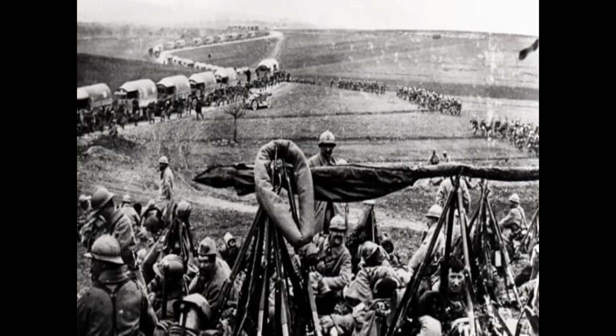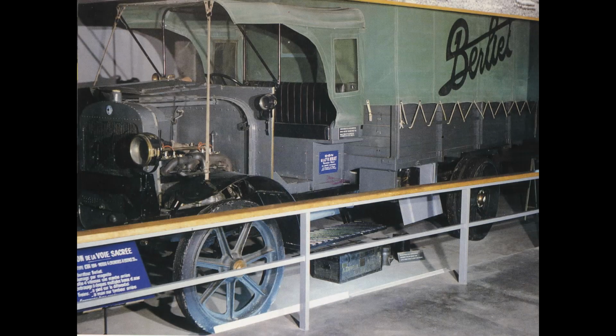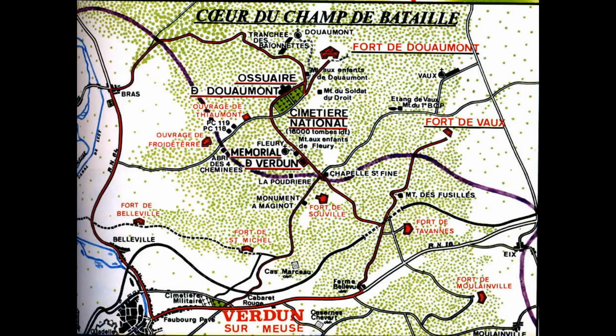And here are some pictures of what is called the Sacred Way, the one main way in where they're bringing in the reinforcements and troops from all over France. And here's one of the surviving trucks, a Bechtel vehicle. The heart of the French defenses were these massive fortifications. Here's a map showing what is called the heart of the battle. And it shows, of course, today the ossuary and the main cemetery, but it shows Fort Douaumont, Fort Vaux, and some of the other forts.